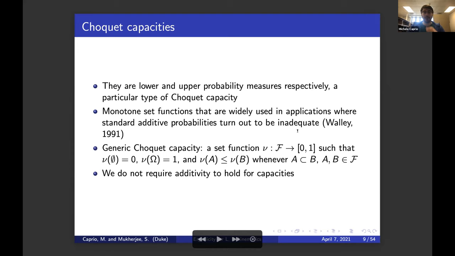To give you an idea of what they are, basically Choquet capacities are set functions that map from the sigma algebra to [0, 1], and they are such that the capacity of the empty set is 0, the capacity of the state space is 1, and they are monotone. And as you can see from here, we do not require additivity, as we should do for regular probability measures. So capacities may be super additive or sub additive, and we're going to talk more about this in the next few slides. Right.